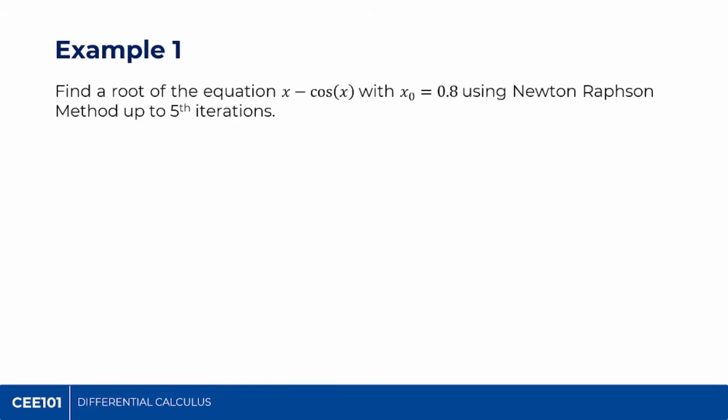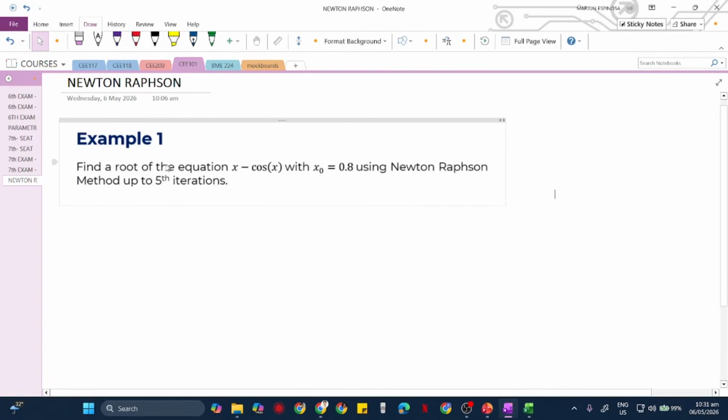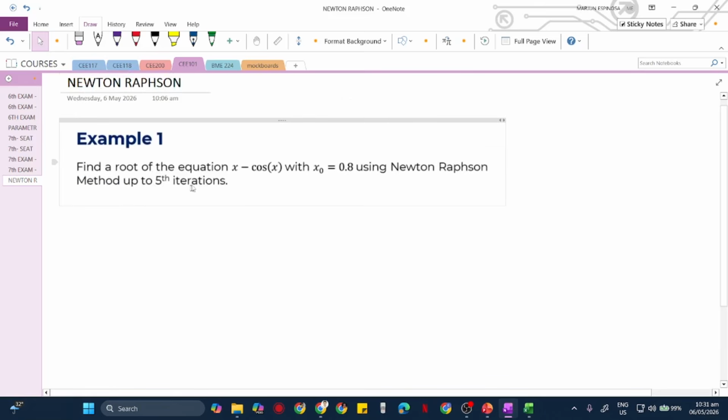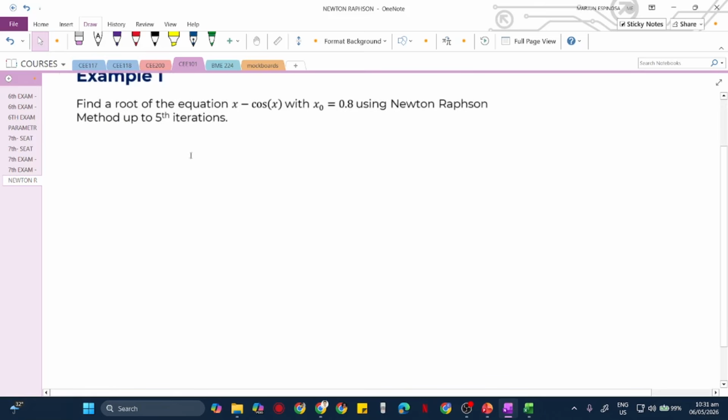Example number 1. Okay, sabi dito, find a root of the equation x minus cosine x, with initial guess natin equivalent to 0.8, using Newton-Raphson method up to 5th iteration. So, we'll have 5th iteration. So, baka magtanong kayo, sir, ano yung 5th iteration? So, later, ma-visualize nyo or makita nyo paano ito sinosolve. So, ang gawin natin, isulat muna natin yung formula natin for x sub n plus 1.